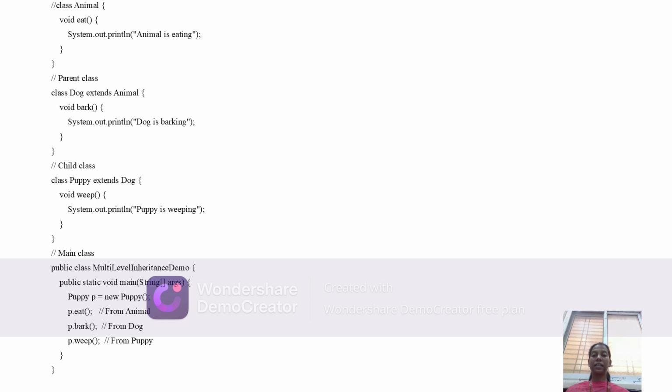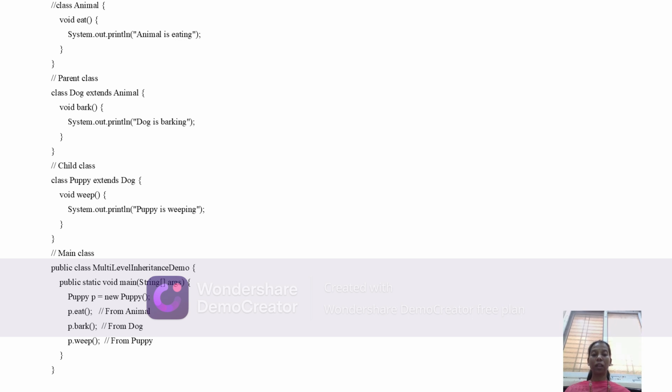Here we can see the example of a class Animal. This is the parent class. Class Dog extends Animal. Animal is the parent class and Dog is the intermediate class. Class Puppy extends Dog. Puppy is the child class and Dog is the intermediate class.